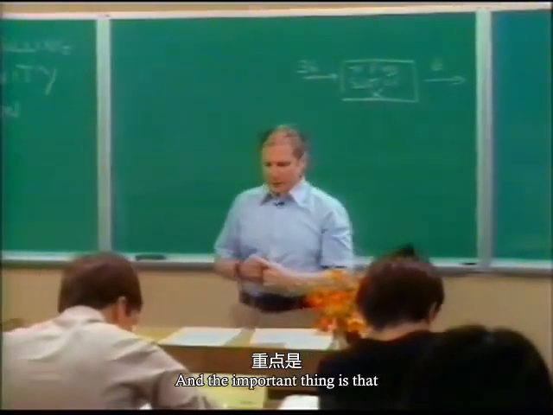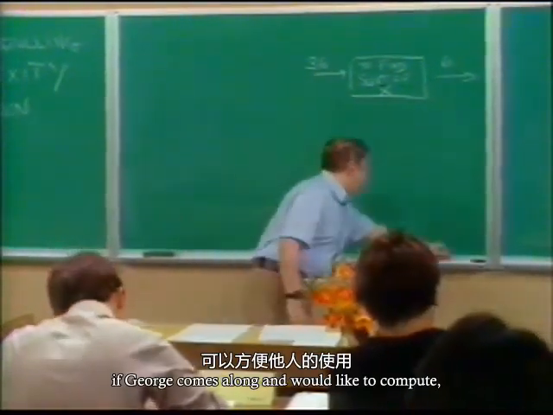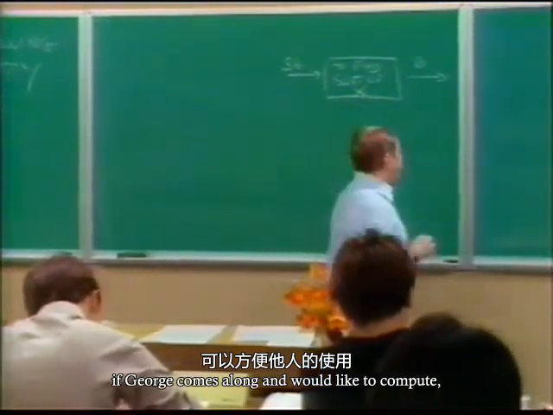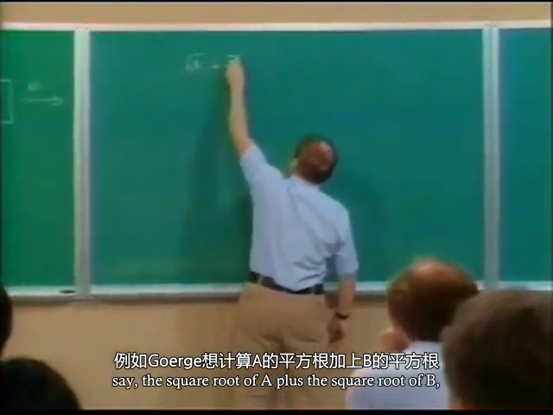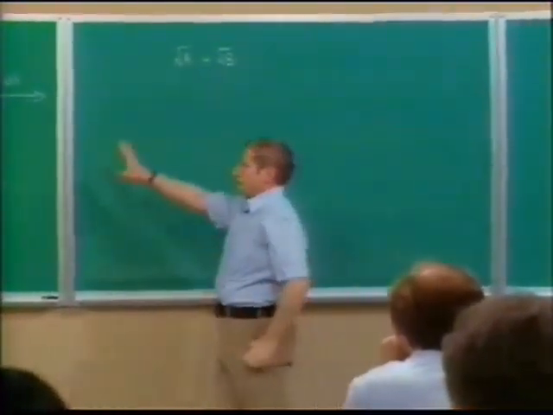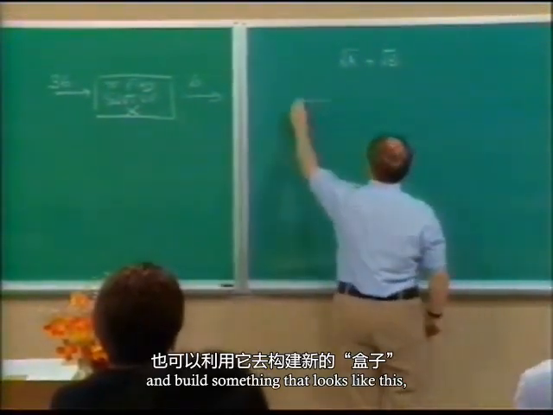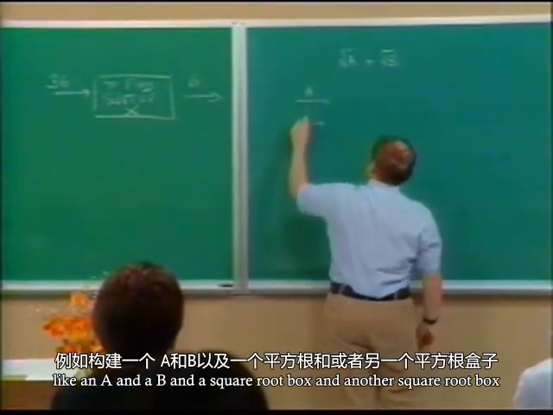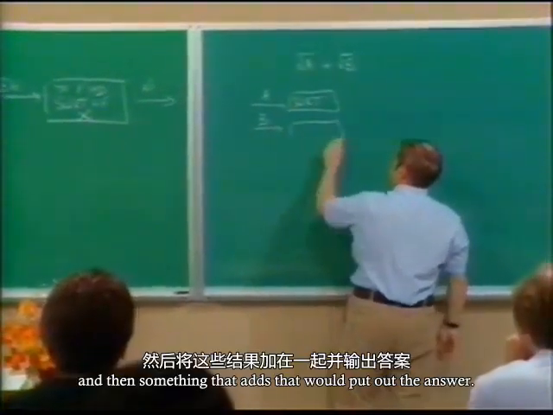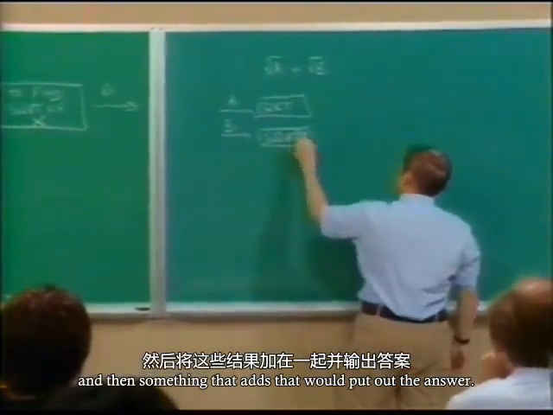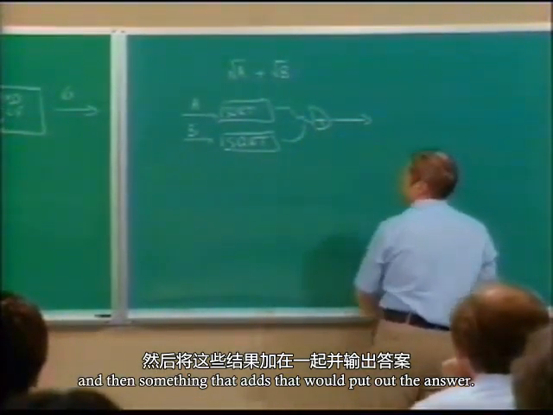Right? And the important thing is that I'd like to design that so that if George comes along and would like to compute, say, the square root of a plus the square root of b, he can take this thing and use it as a module without having to look inside and build something that looks like this. It might be an a and a b and a square root box and another square root box, and then something that adds. That would put out the answer.